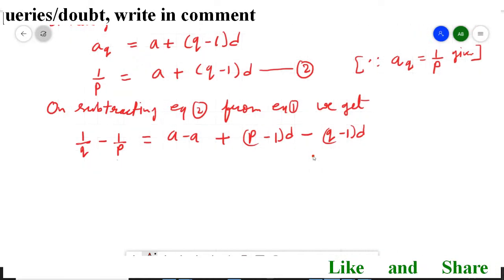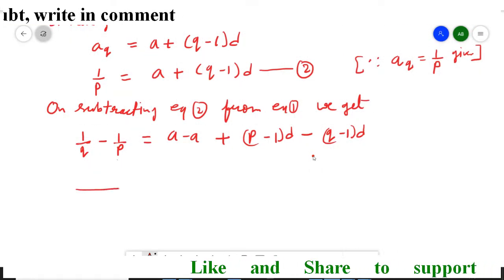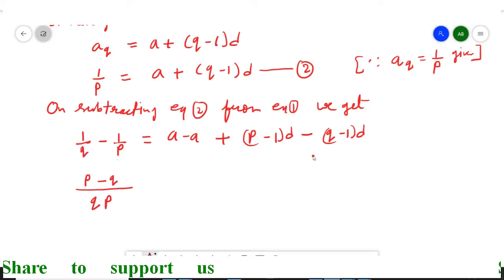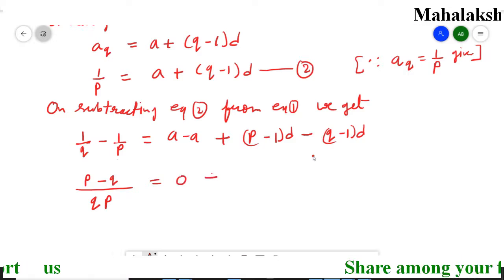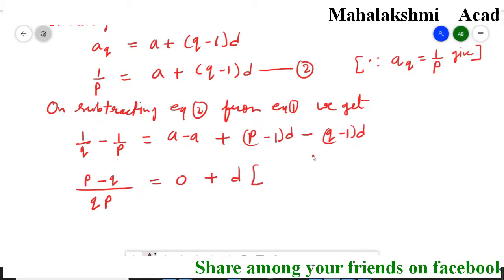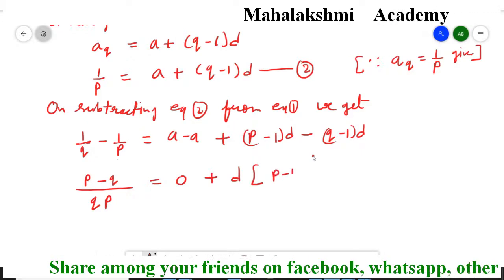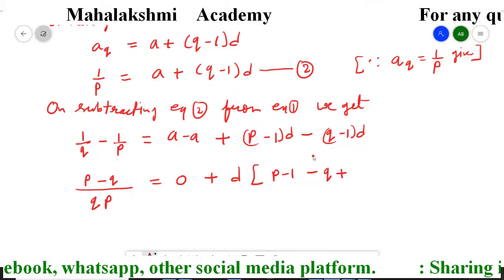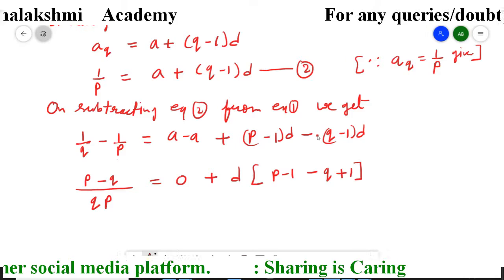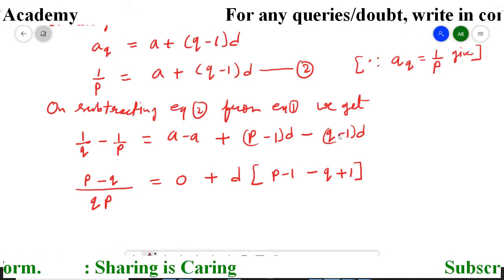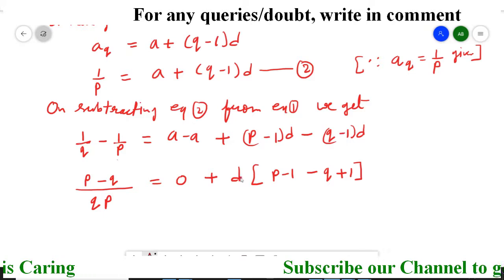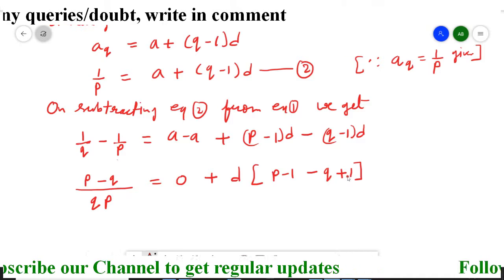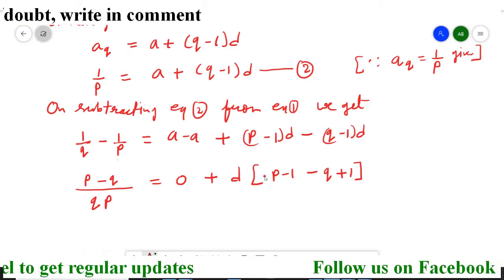So we will take d common. Here the LCM is going to be qp, and here we will get p minus q. Here a minus a is 0, and here we take d common. Inside the big bracket we remain with p minus 1, and since a minus sign is here, the sign will change, so minus q and plus 1. When we open it, the sign changes, and d I took common here. This bracket as it is, and the sign changed here. Now this minus 1 and plus 1 will cancel, so we remain with p minus q.